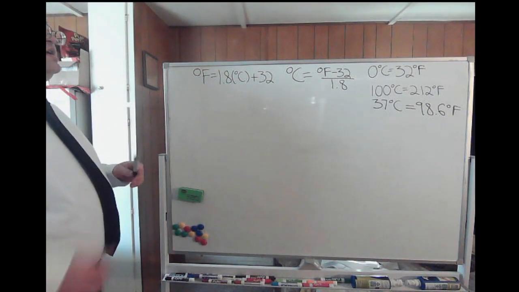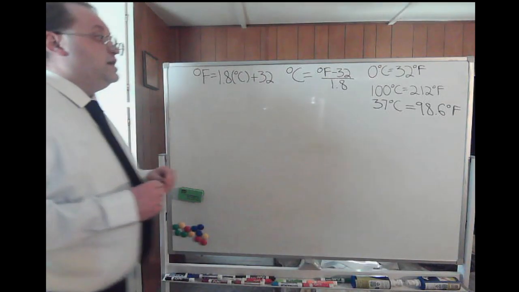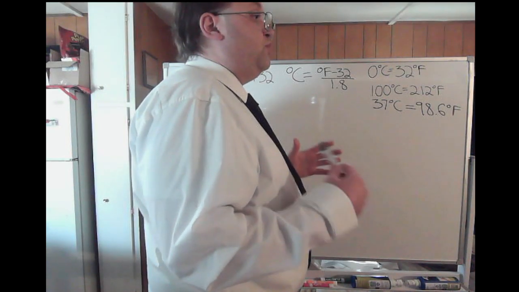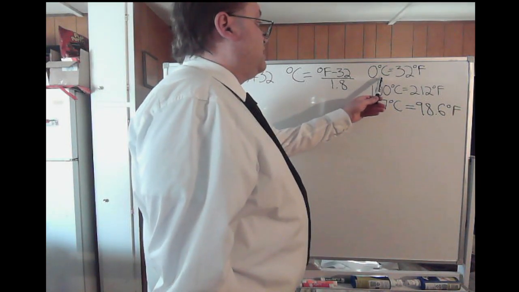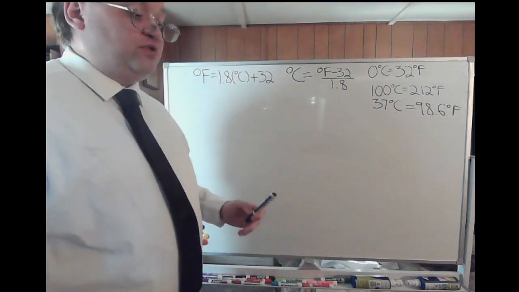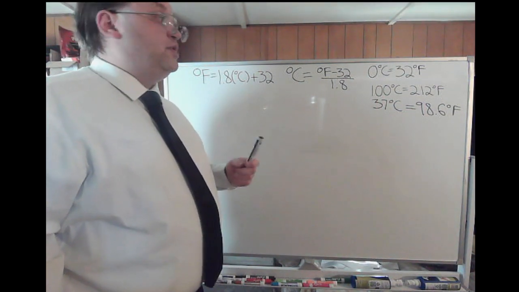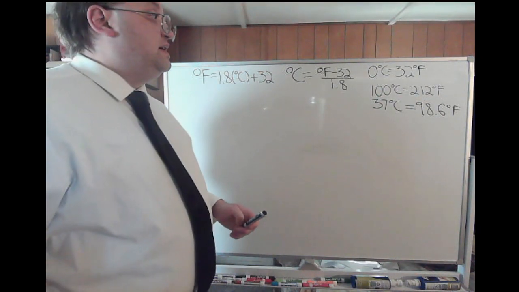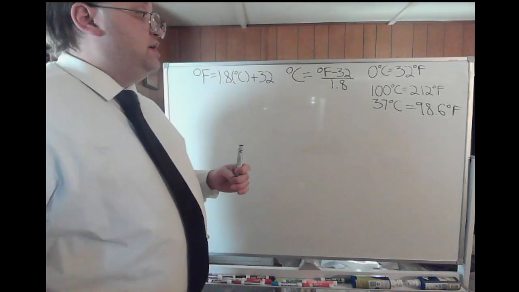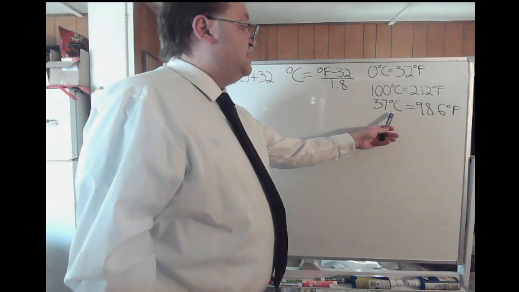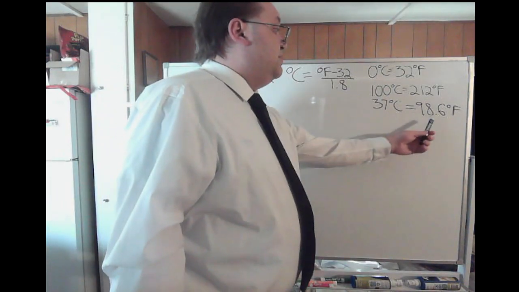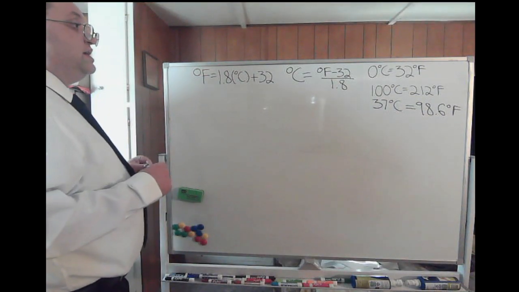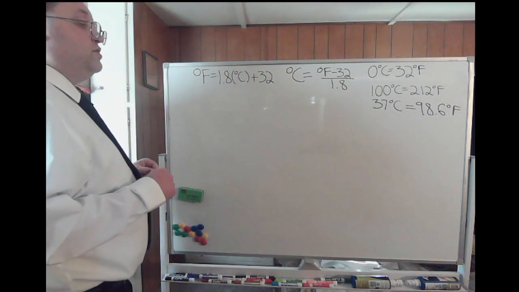So, in order to understand more about Celsius, Celsius is based upon what happens to water, the states of water. We have a shortcut here: 0 degrees Celsius is equal to 32 Fahrenheit, the freezing point of water. Then we have 100 degrees Celsius is equal to 212 Fahrenheit, which is the boiling point of water. And then we have 37 degrees Celsius is equal to 98.6 degrees Fahrenheit, which is the normal body temperature of a human. So those are 3 useful temperatures to know.